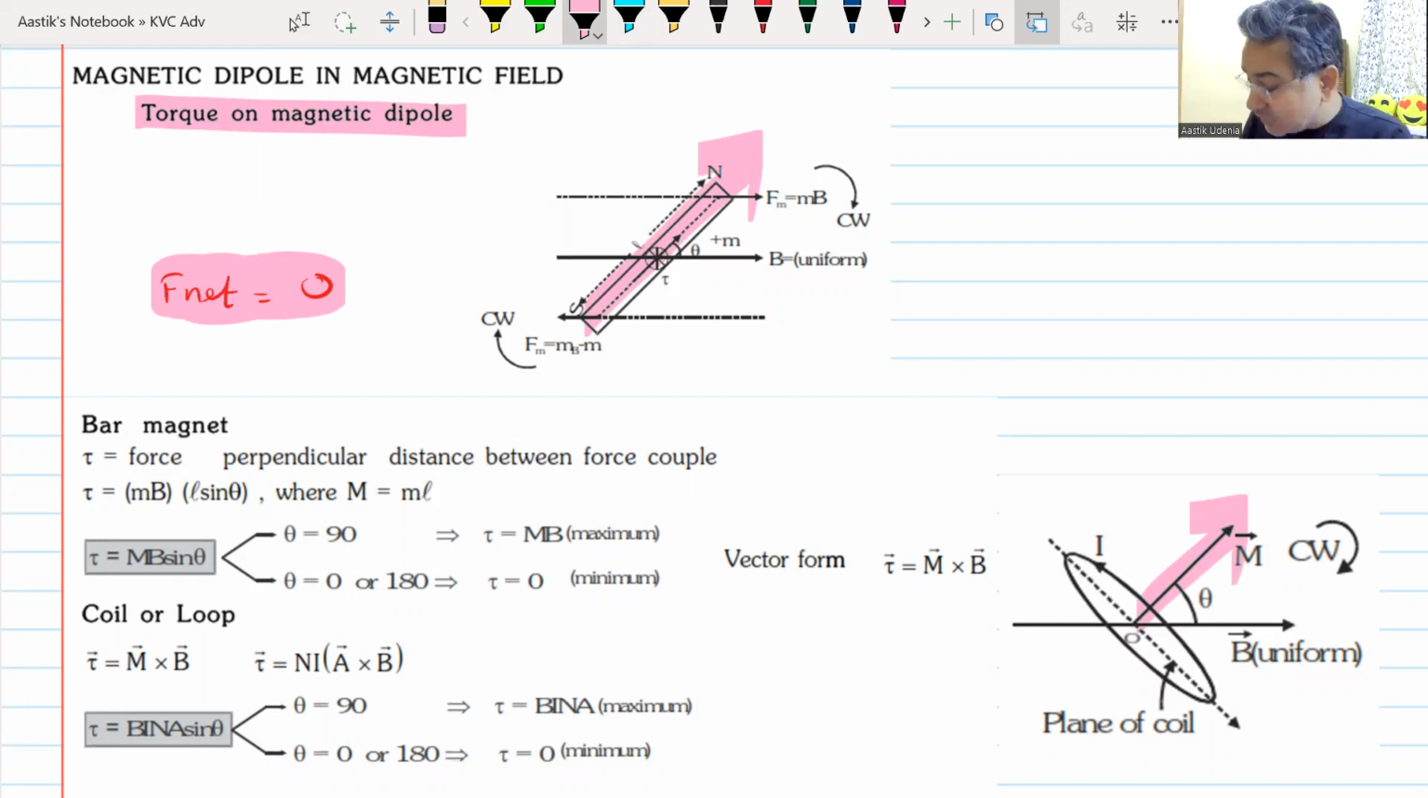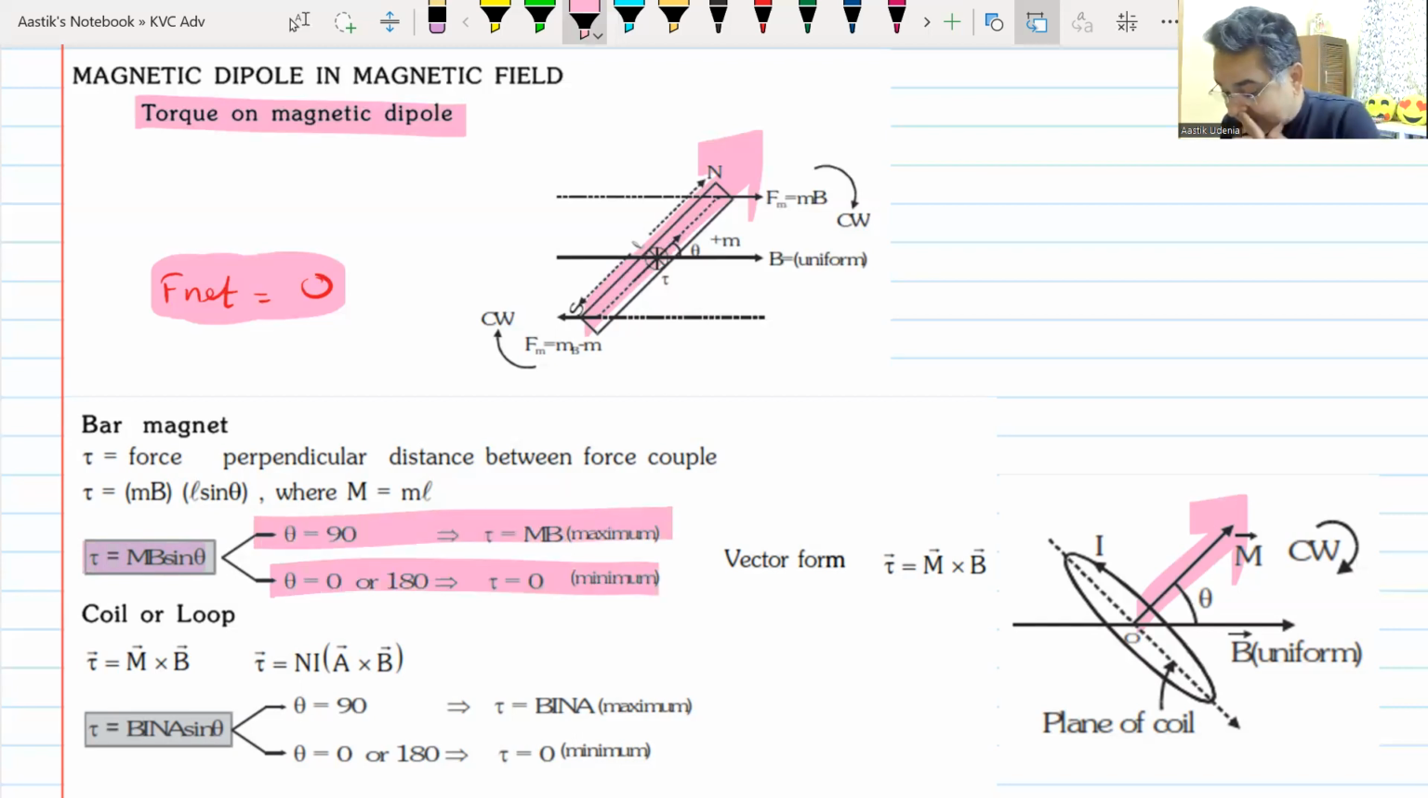It will experience a torque, and the torque is given by MB sine theta, where M is the magnetic dipole moment, B is the magnetic field, and theta is the angle between the dipole moment and the magnetic field. Do we understand this? This torque will be 0 if the angle is 0 or 180 degrees. This torque will be maximum when the angle is 90 degrees.